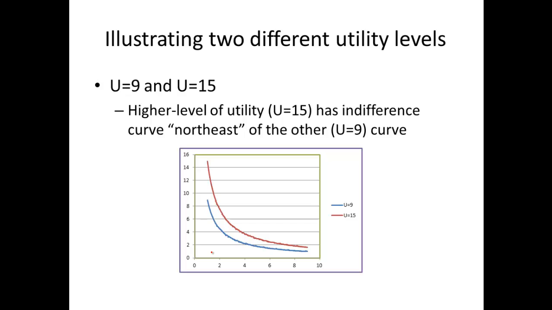Let's go on. Now let's illustrate two different utility levels, again with a specific function and specific numbers. We're again thinking about u equals x times y as the function that underlies this picture, but you can certainly see in this diagram that the higher level of utility, the red line, is to the northeast of the lower level of utility, the blue line. Okay?